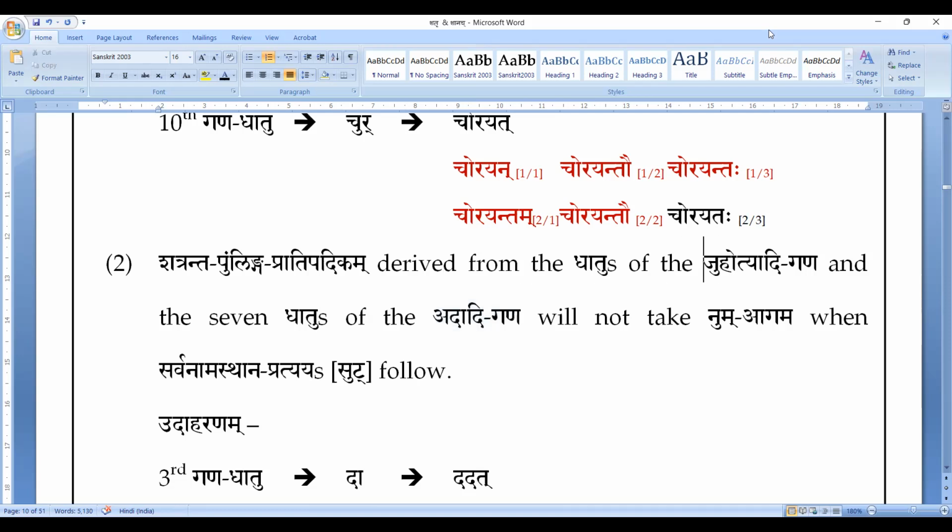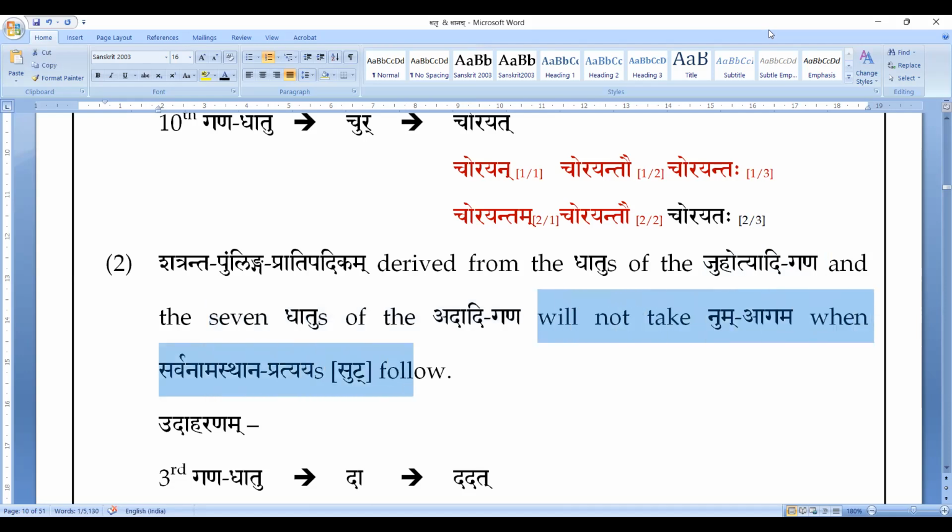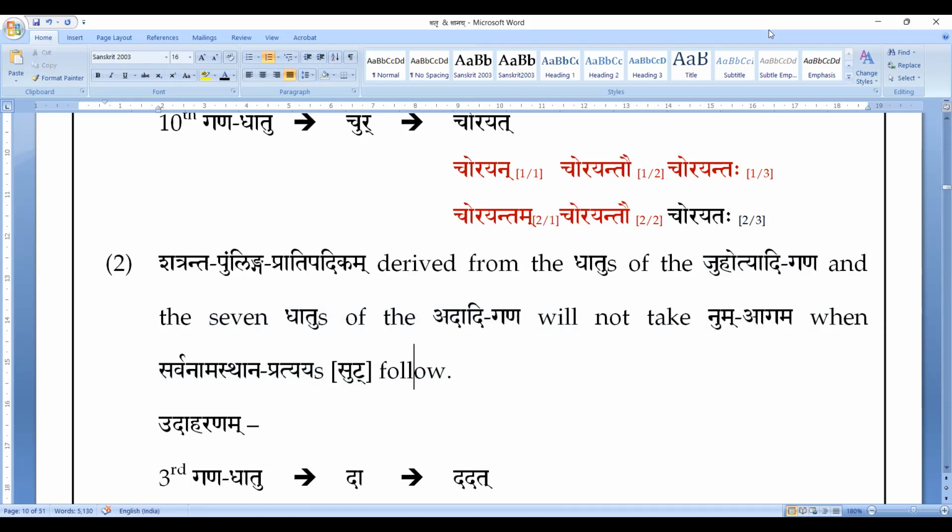Jugotyadi is third gana. So the entire jugotyadi gana dhatus and seven dhatus of the second conjugation, please note, important, will not take Numagama when a Sarvanamastana Pratyaya follows. We are doing Pullinga, that's why I have given Sut here. Sut means so just come out. So the entire Jugotyadigana Dhatus and seven Dhatus.